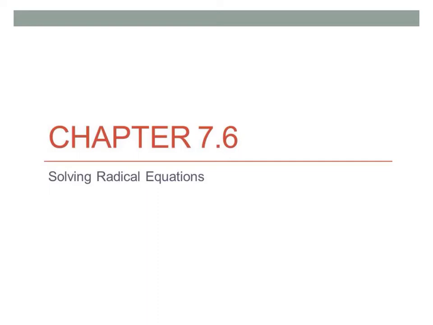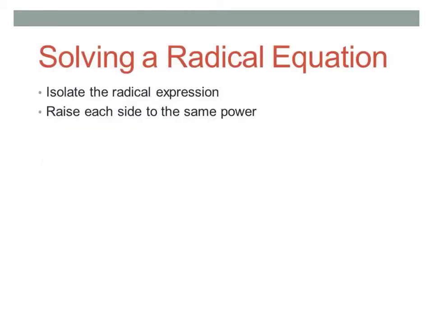Hello and welcome to Algebra 2, Chapter 7.6, and today we are discussing solving radical equations. These are equations with a radical sign, and more particularly where the variable is under the radical sign. To solve a radical equation, you need to isolate the radical expression, that means to get it by itself, and then you're going to undo that radical expression by raising each side to that power.